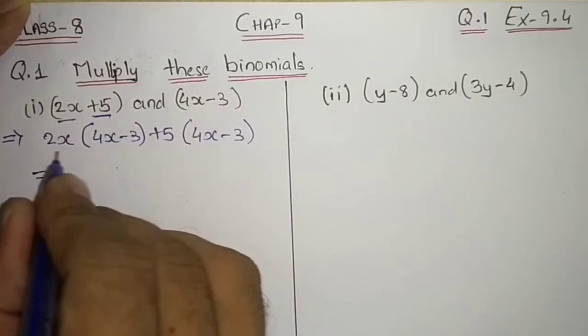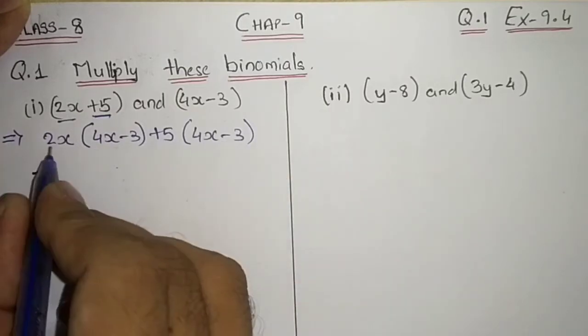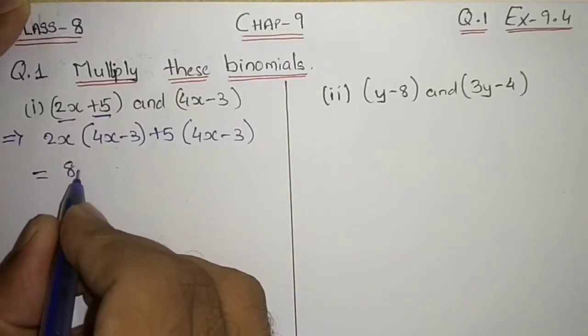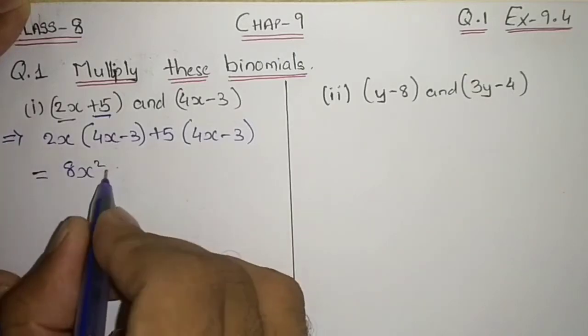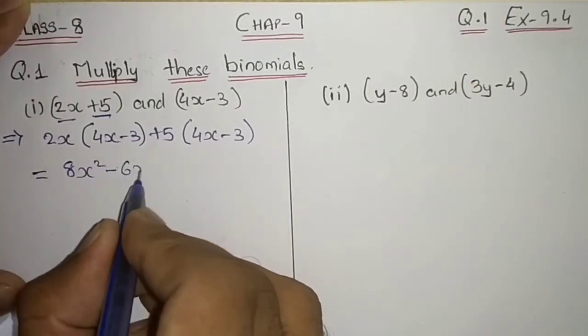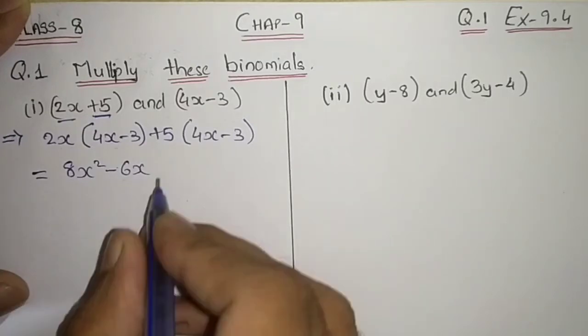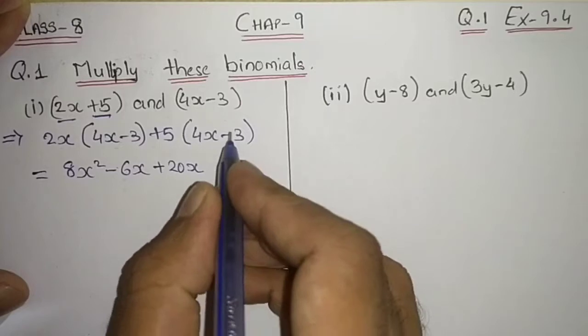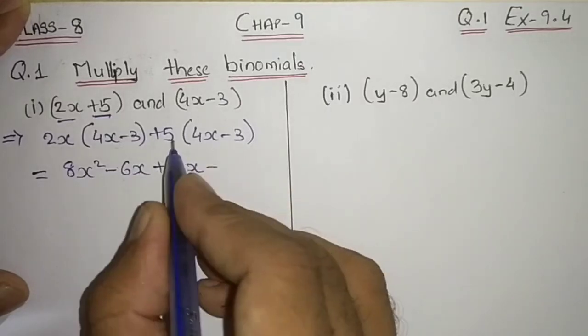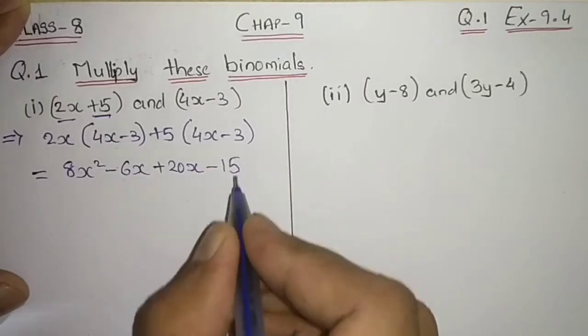Now we will open the first bracket and then the second. 2 times 4 is 8, x into x is x square, minus into plus is minus, 3 times 2 is 6x. Now 5 times 4 is 20x, minus into plus will be minus, 5 times 3 is 15.